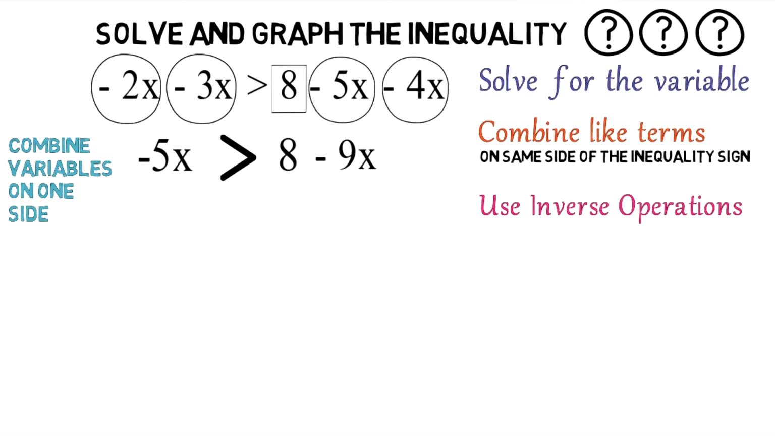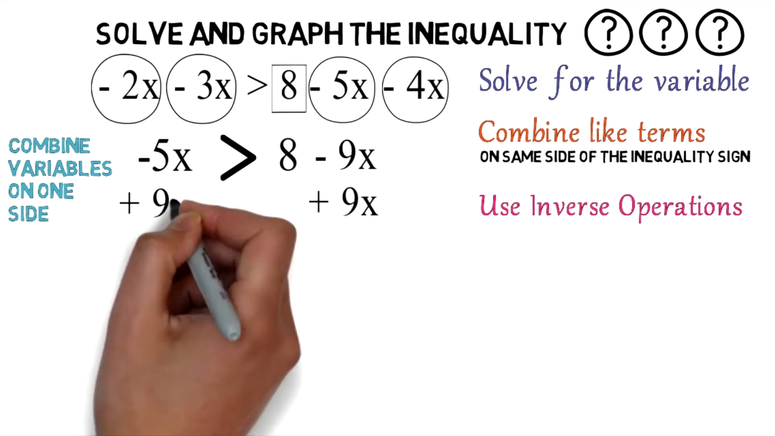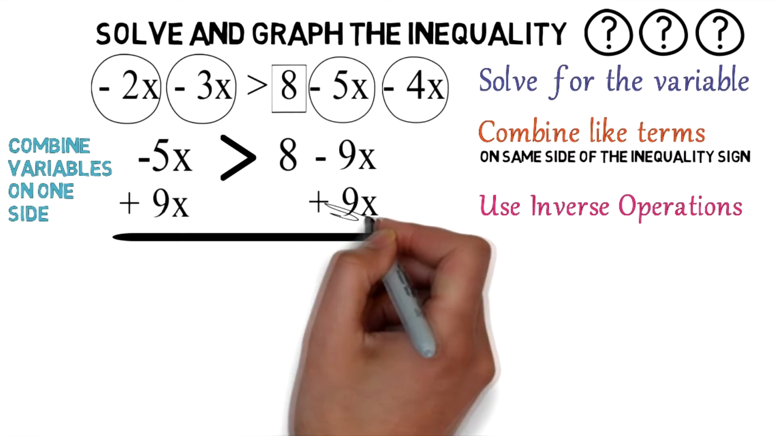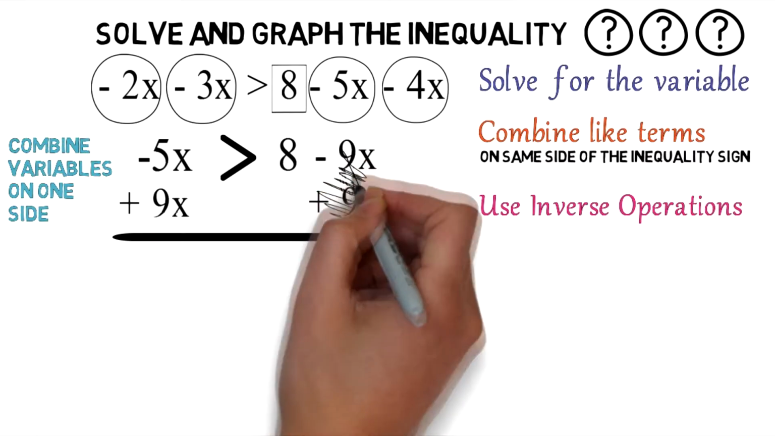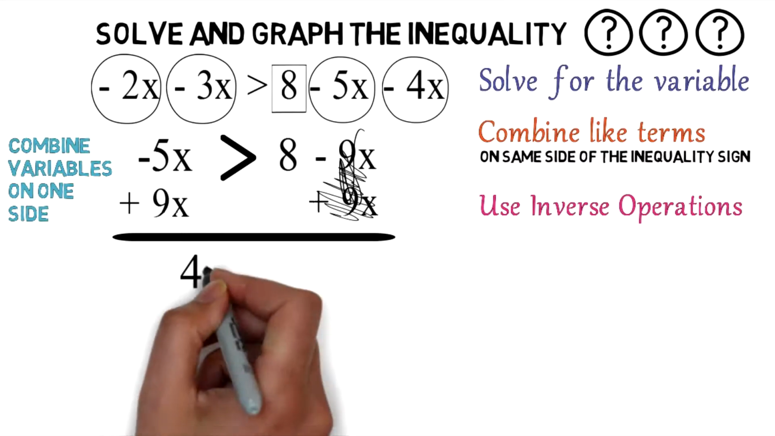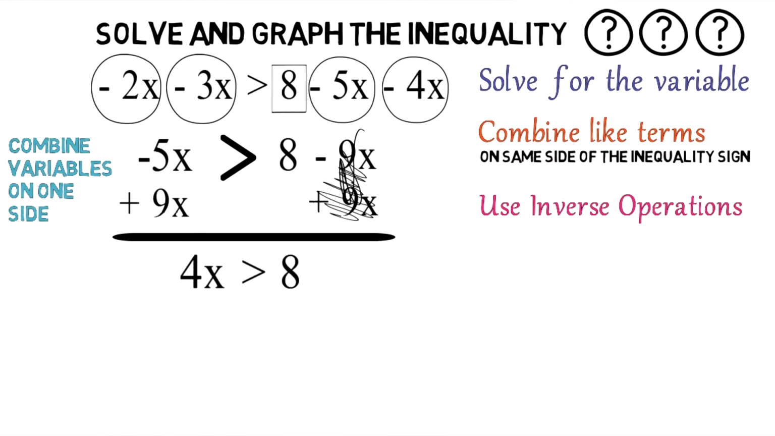So if it's a minus 9x, we'll use a plus 9x to both sides of the equation. Positive 9x, negative 9x cancel each other out. And you're left with 4x is greater than 8.